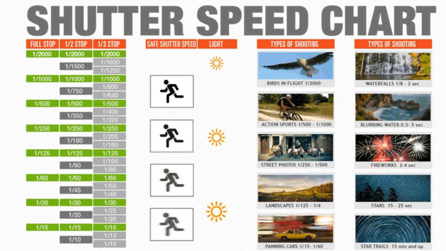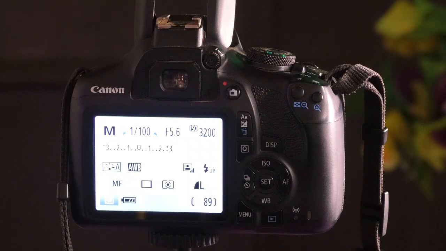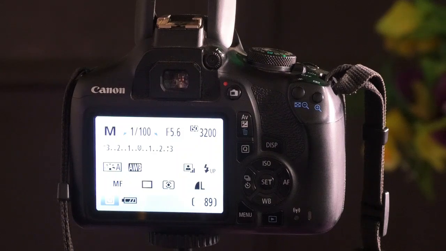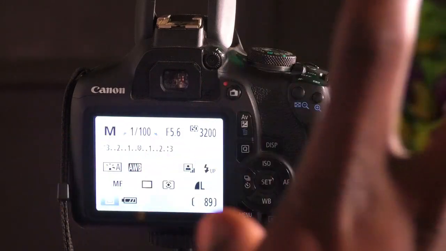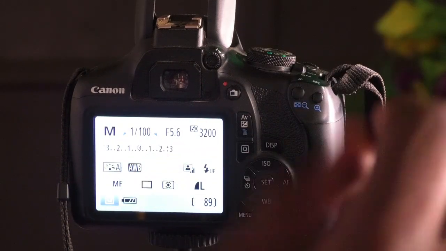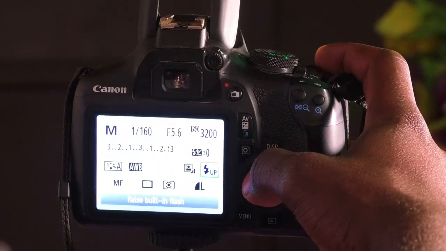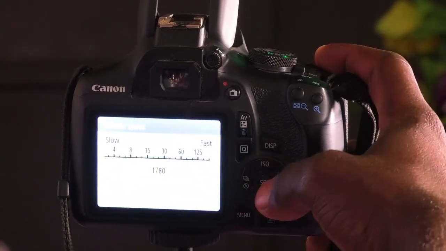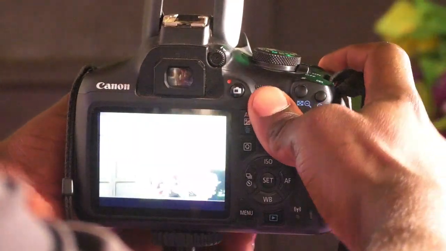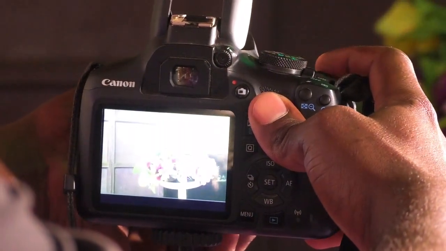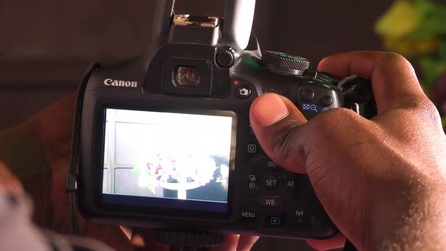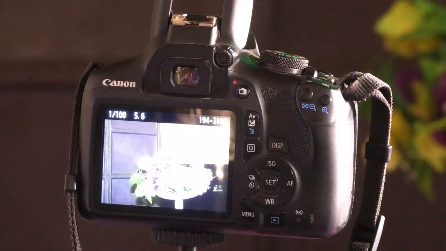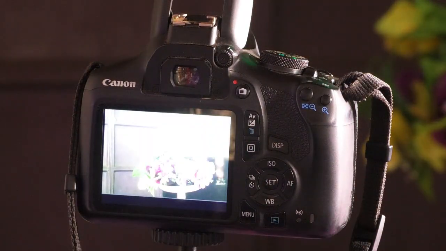And then we have another one for stationary subjects. For example, I have a bunch of flowers, so I just use 1/60 second up to 1/400 second. So allow me to set my shutter speed to 1/100. Then I make sure that I zoom in and focus a little bit to see my image clearly, and then I capture. The shutter speed allows the light to hit the sensor. How fast it allows the light to hit the sensor.